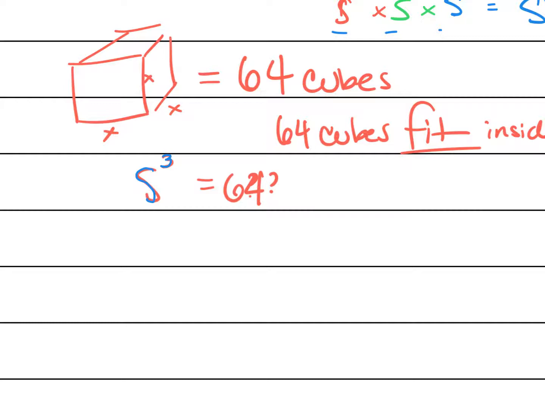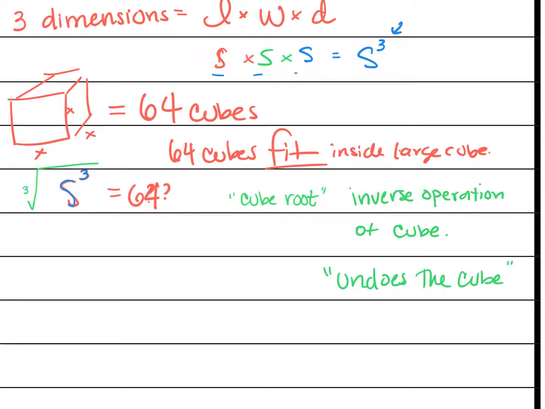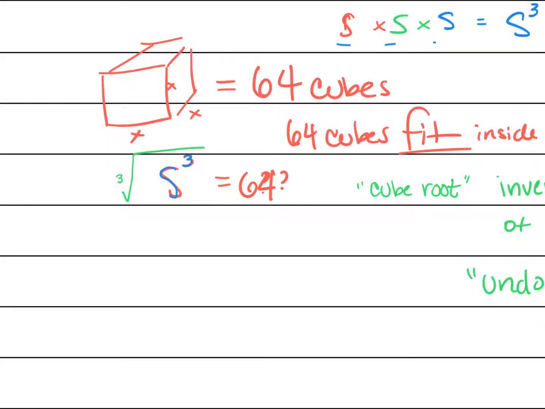Nice. So now you're going to learn that you're going to use a cube root. This is called the cube root. It is the inverse operation, the opposite operation of cube. So it undoes the cube. All right, so here we go. If you have a cube, you need a cube root. And boom, it's gone. But s is there, and whatever you do to one side, you gotta do to the other.